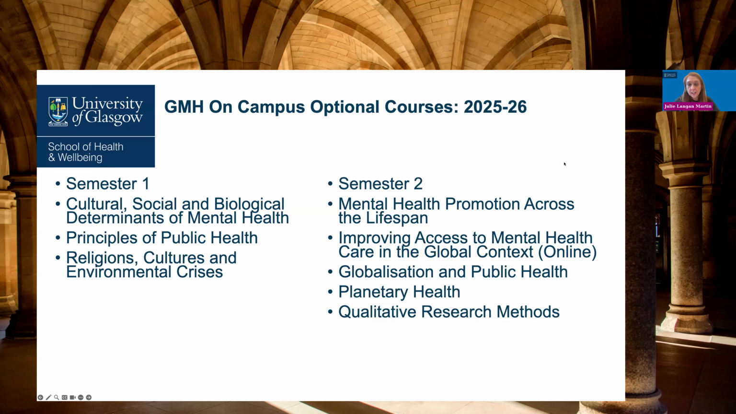Semester 2 has, again, a range of optional courses. Some of these courses sit within the Masters of Public Health, things like Globalisation and Public Health, Planetary Health and the Qualitative Research Methods course as well. So there's a wide variety of optional courses that you can take if you're studying the Global Mental Health Masters programme.